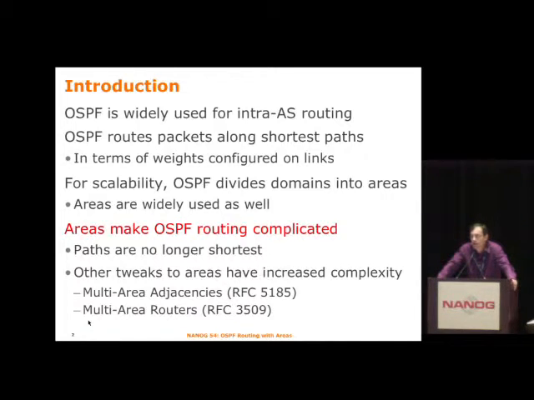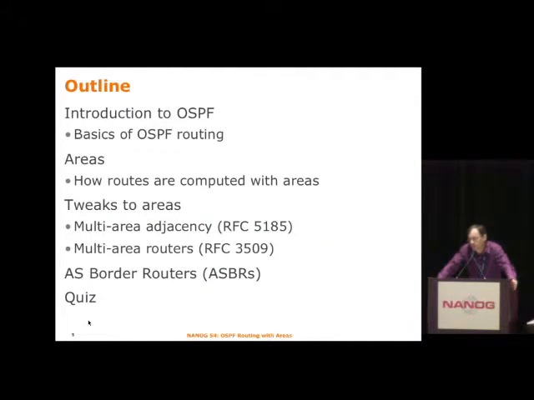Areas add some surprising complexity to what happens with OSPF routing. You can get paths that are no longer shortest paths in terms of the weights. And OSPF has evolved to allow some additional tweaks that make the complexity even greater. I'm going to give a quick introduction to OSPF routing, how areas behave with routing, a couple of the RFCs that have tweaked the OSPF standard, and about some other things that happen with routing to autonomous system border routers. And I'm going to end with a quiz, just to get us back to very old school.